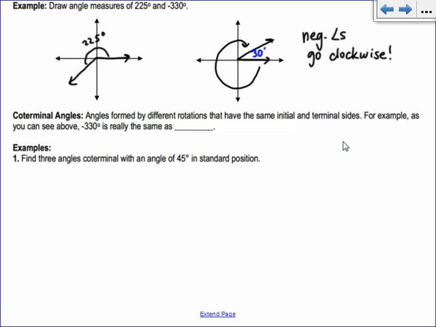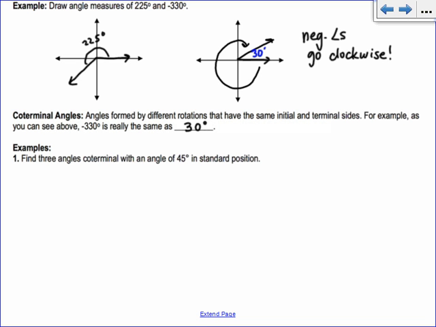Is it the same as 30 degrees? Yes, it's in exactly the same location as 30 degrees, okay? So these are what we call coterminal angles: angles formed by different rotations that have the same initial and terminal sides. For example, as you can see above, 330 degrees has the same initial and terminal sides as 30 degrees, right? So they are the same angle.